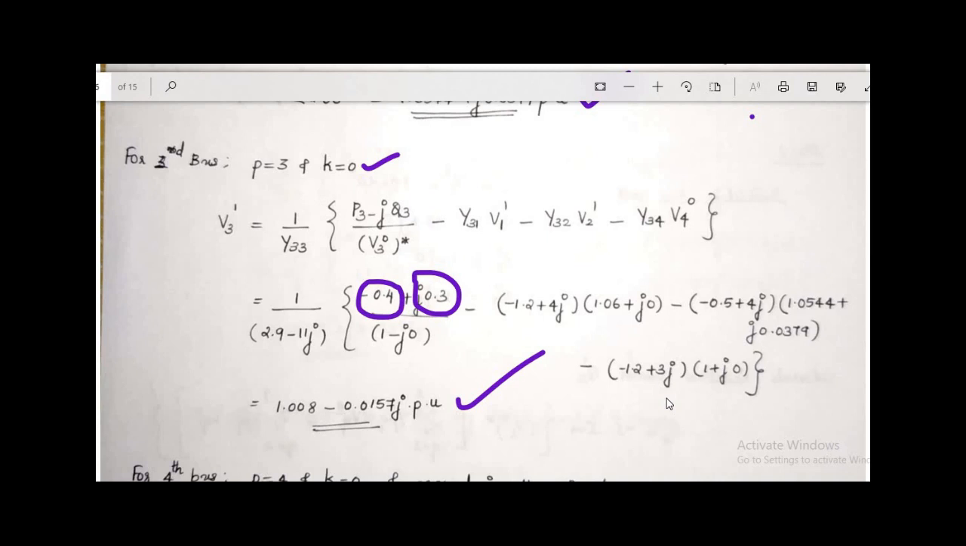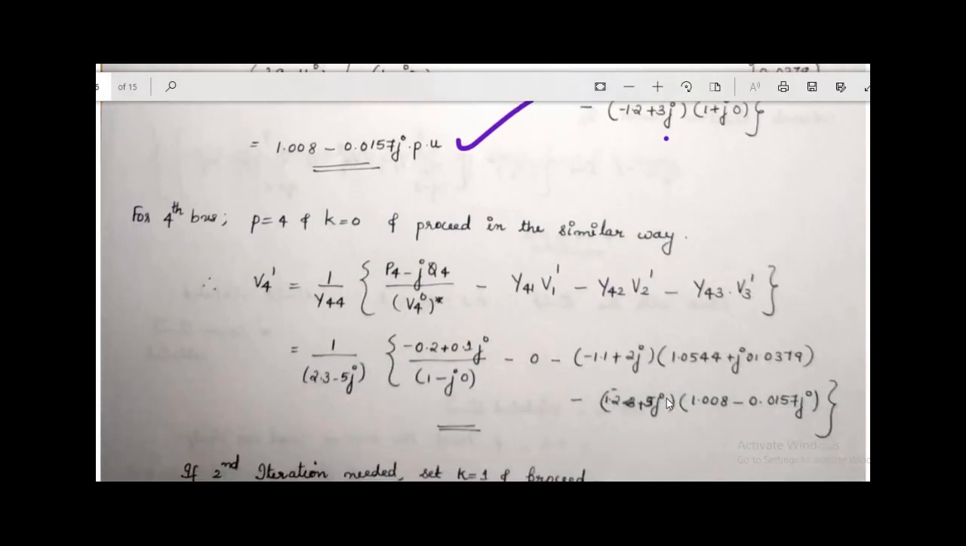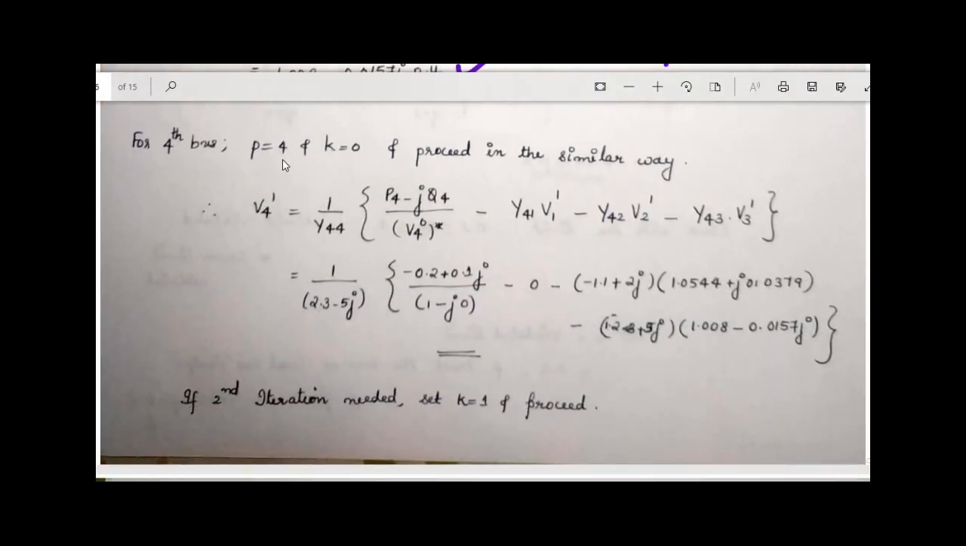So you got the value of the third bus voltage, and similarly you will be proceeding in the similar way for the fourth bus voltage. You will be substituting P is equal to 4 and K is equal to 0 for the first iteration. Now proceeding in the similar way, you will be getting a particular voltage. So this is how. And after completing this, you just consolidate the voltages that you got for each bus after the first iteration. Now again, if you are asked to perform the second iteration, put K is equal to 1 and proceed in the similar way. Hope this case is clear.